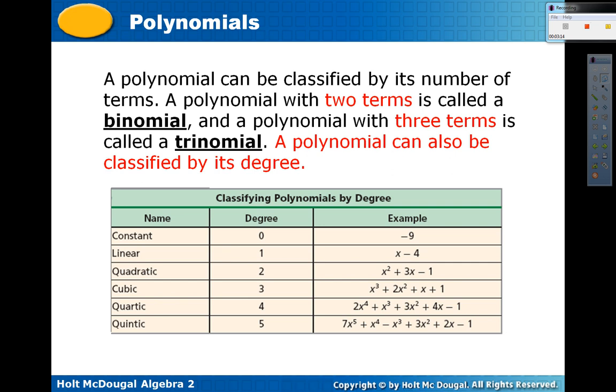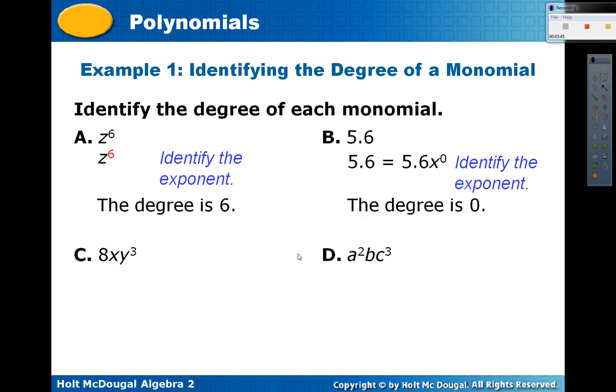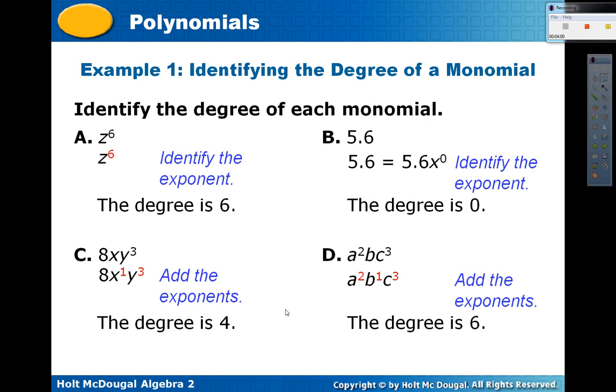Alright, so let's identify the degrees of each of these following monomials. The first one, z to the 6th, the degree of that monomial would just be 6. 5.6 is just a constant, so its degree is just going to be 0 because it doesn't have an exponent. For C, 8x to the first, y to the third, look at your exponents. There's understood 1 on the x, so add them together, you get 4, so the degree is 4. Look at D, a squared, b, c to the third, add those exponents, so you have 2 plus 1 plus 3, so that degree is 6.